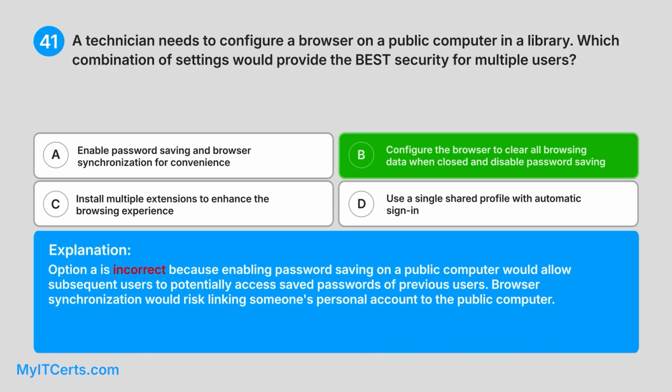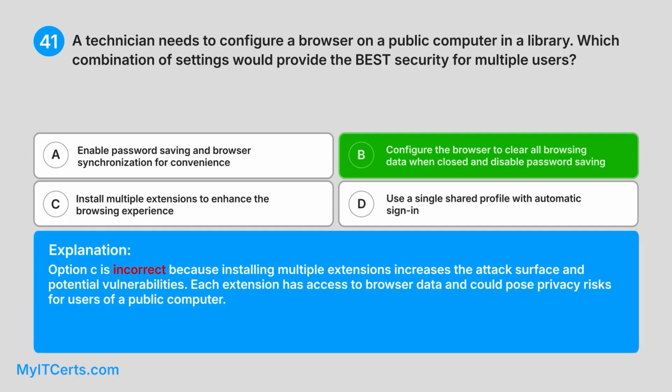Option A, enable password saving and browser synchronization for convenience, is incorrect because enabling password saving on a public computer would allow subsequent users to potentially access saved passwords of previous users. Browser synchronization would risk linking someone's personal account to the public computer.